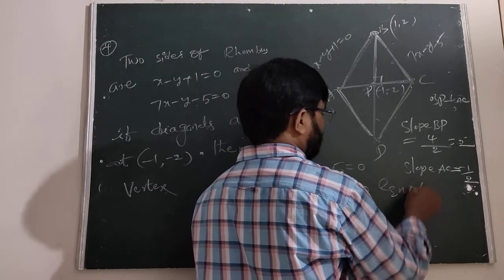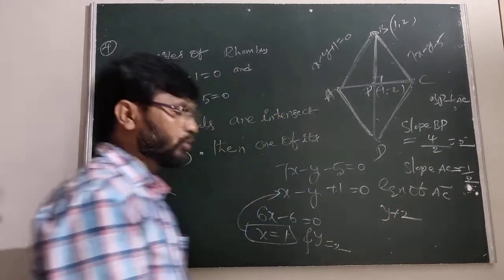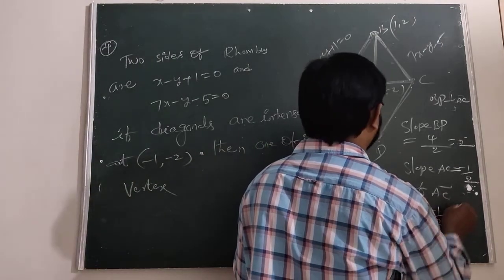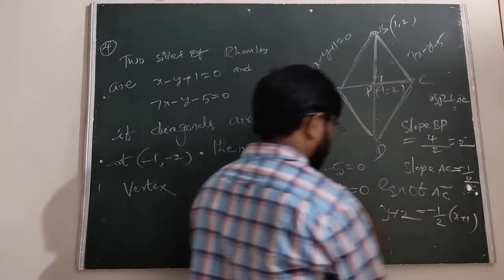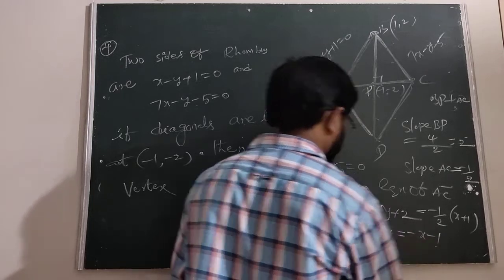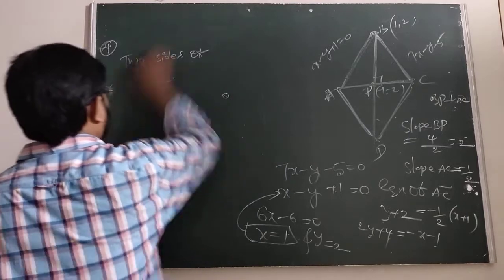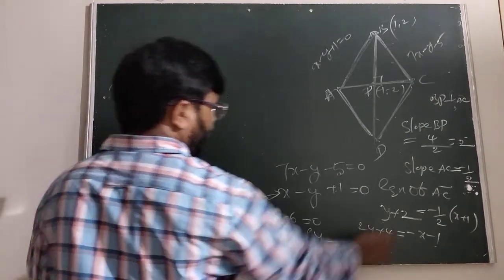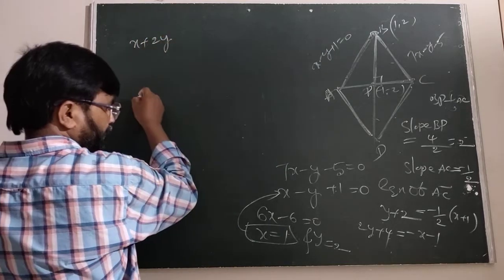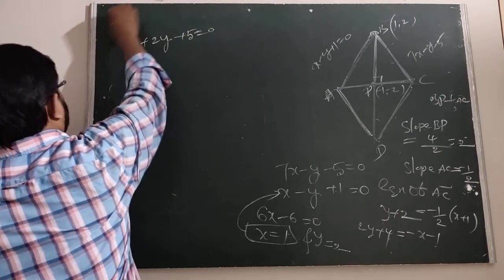Therefore, the equation of AC: y minus y1, that is y plus 2, equals minus 1 by 2 into (x plus 1). Now this will be 2y plus 4 equal to minus x minus 1. Sending these to the other side, it will be x plus 2y plus 5 equal to 0. This is the equation of AC.